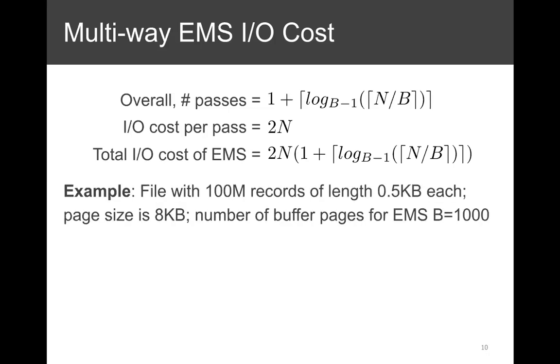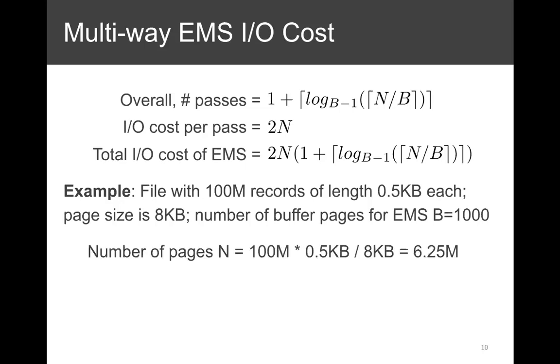As an example, let's consider sorting a file with 100 million records. Let's say the length of each record is half a kilobyte, and let's say the page size is 8 kilobytes. And you're given that the number of buffer pages for EMS that you can use is 1,000. So that's the number of frames you were assigned by the RDBMS for buffer usage.